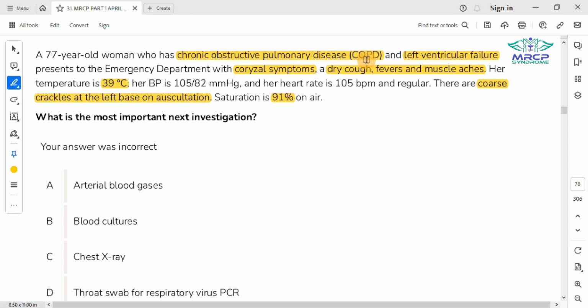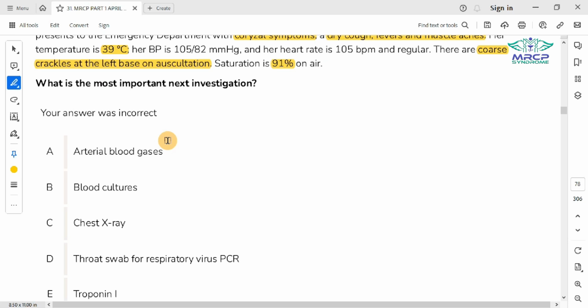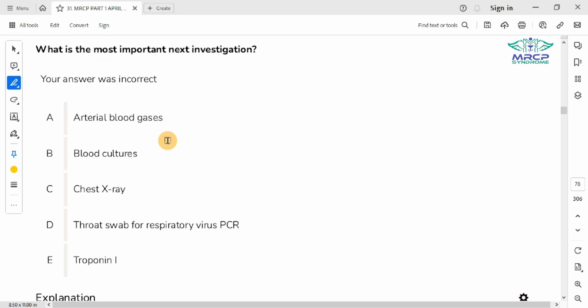So this is a patient with COPD and left ventricular failure, currently presenting with coryzal symptoms, dry cough, fever, and muscle ache. There are also features of pyrexia, tachycardia, and coarse crackles, and features of low saturation. So there may be associated COVID-19. So considering COVID-19, which investigation would be most appropriate?